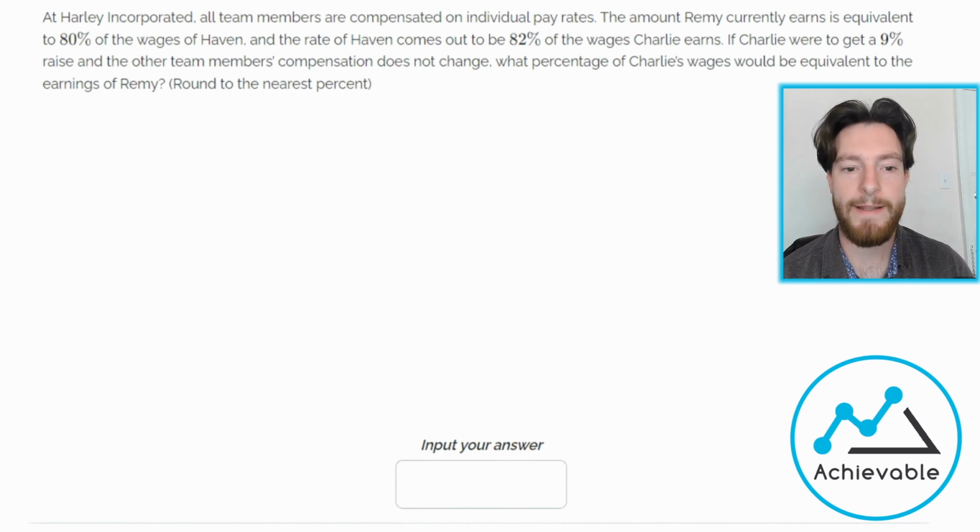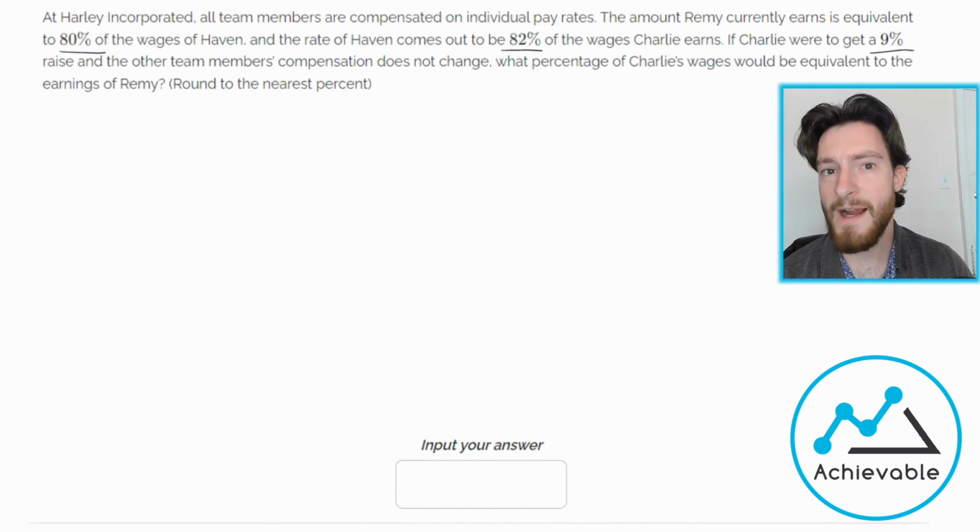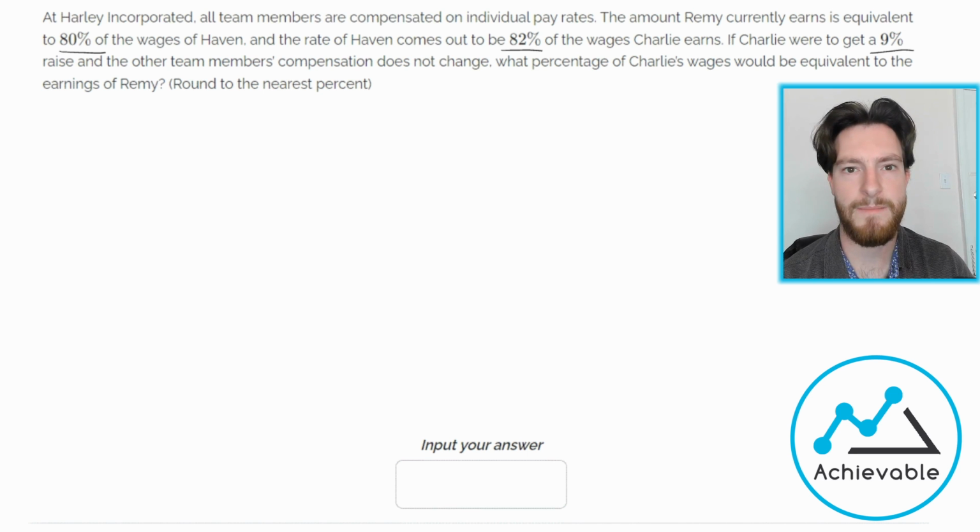At Harley Incorporated, all team members are compensated on an individual pay rate. The amount Remy currently earns is equivalent to 80% of the wages of Haven, and the rate of Haven comes out to be 82% of the wages Charlie earns. If Charlie were to get a 9% raise and the other team members' compensation does not change, what percent of Charlie's wages would be equivalent to the earnings of Remy? And finally, you should round to the nearest percent.